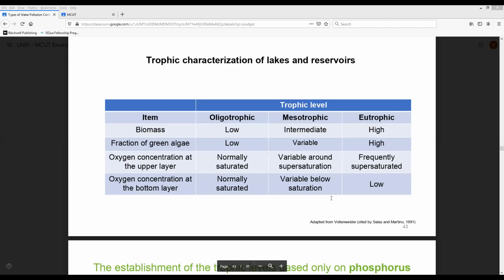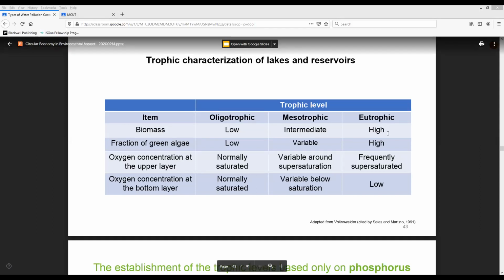Okay, on the other hand, for the oxygen concentration at the upper level, for the eutrophic, it's usually saturated. And then for the bottom layer, the eutrophic always has a low oxygen concentration. So actually, this is the difference between oligotrophic, mesotrophic, and eutrophic. We use this table to make the comparison. Okay, next, please.